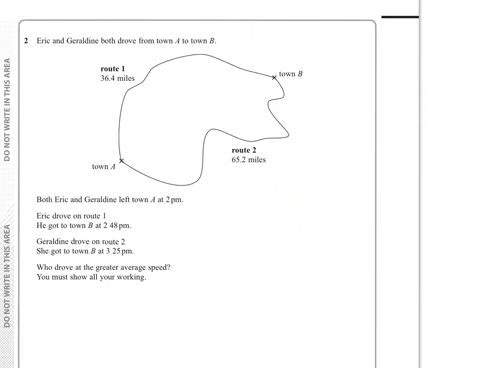Question 2. We've got to work out who drove at the greater average speed in this particular question. And we've got 2 people, Eric and Geraldine, and they both set off at 2 p.m. One drives on Route 1, and that takes 48 minutes to go 36.4 miles. So that's going to be 36.4 miles, and then let's have it in miles per hour. So we've got 48 minutes, so that's going to be 48 60ths of an hour. We can do that on the calculator later.